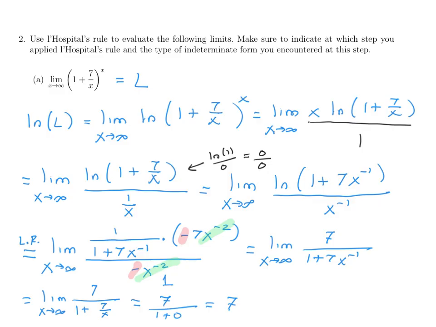Now I gotta be careful. Technically, that's not the answer. This is the natural log of the answer. So we still have to solve for what the limit is equal to. I'm going to put that work at the very top. The natural log of the limit is 7.